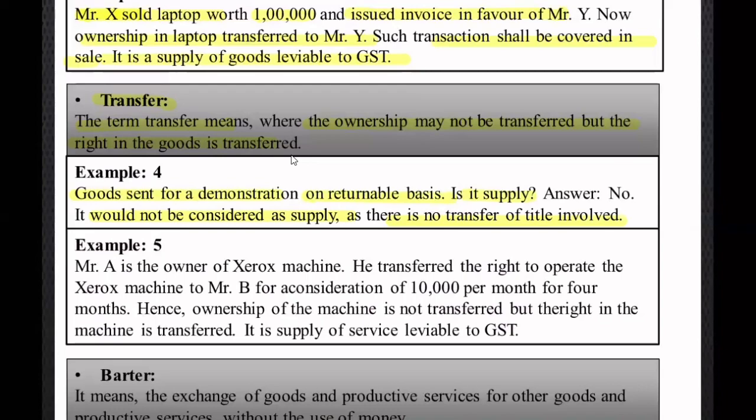There are many more chapters left behind, like exemptions, where we'll see that it is a supply, but they have said that no, it should not be treated as supply.